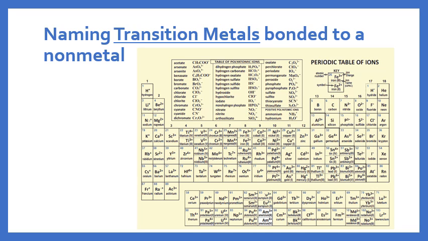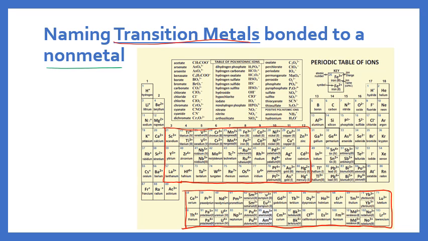We are now going to name transition metals bonded to nonmetals. So our transition metals are the metals that are in this boxed area in the red, and then our nonmetals again follow that staircase, in the green. So anytime that a metal falls into this red zone, you're going to use these steps instead.